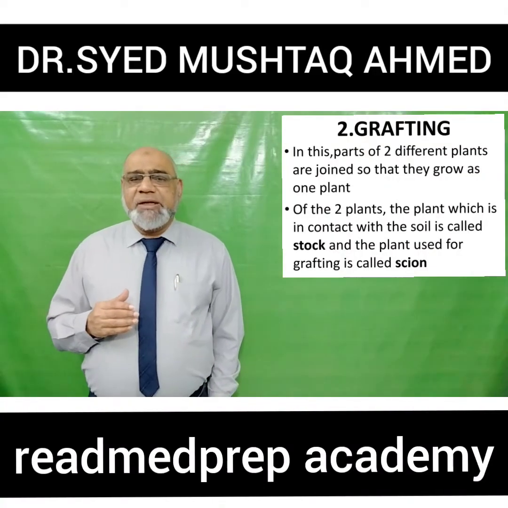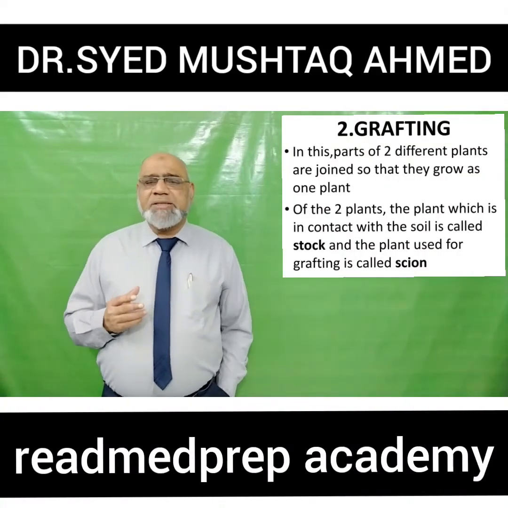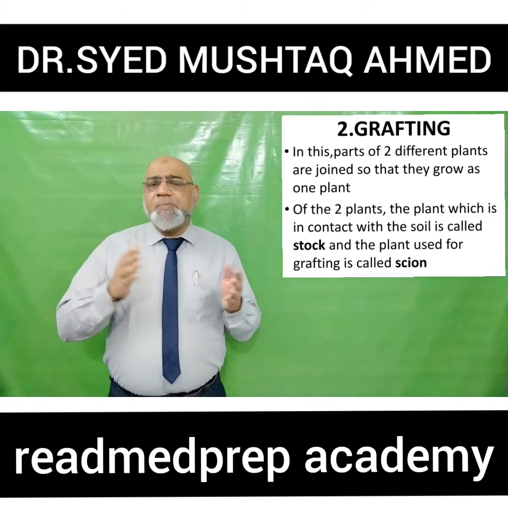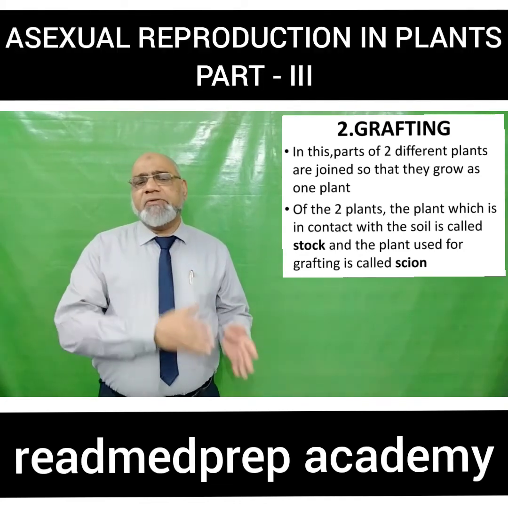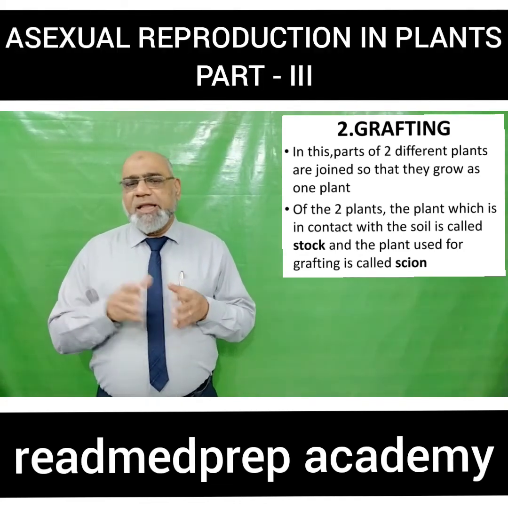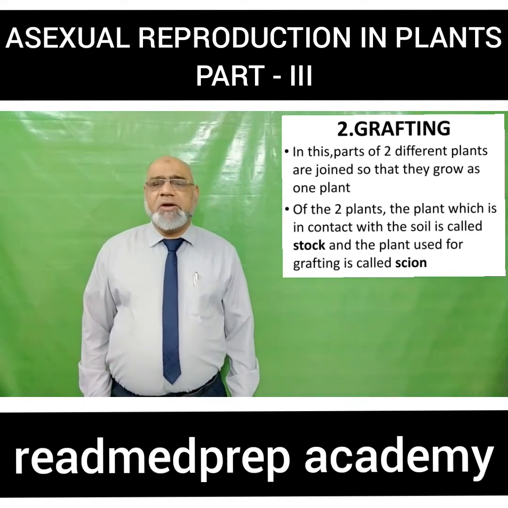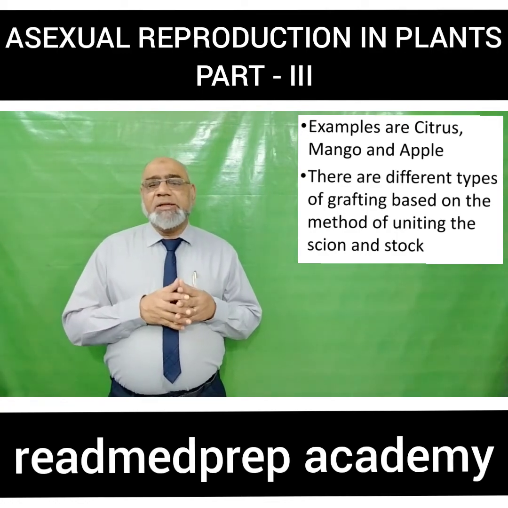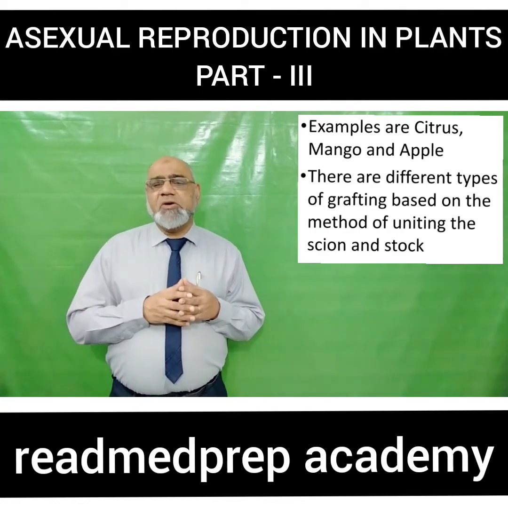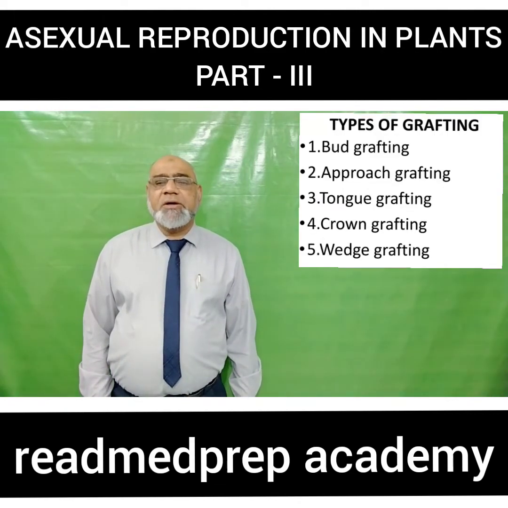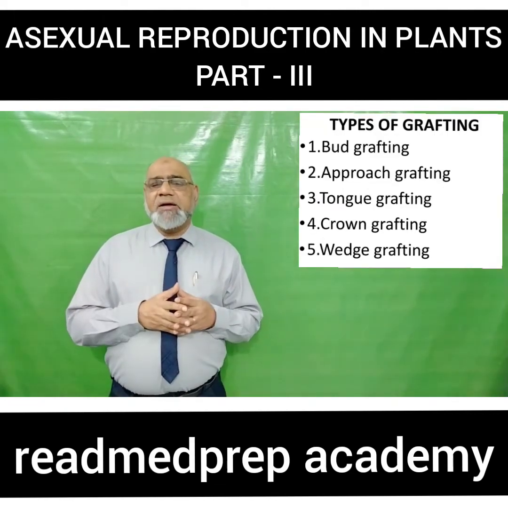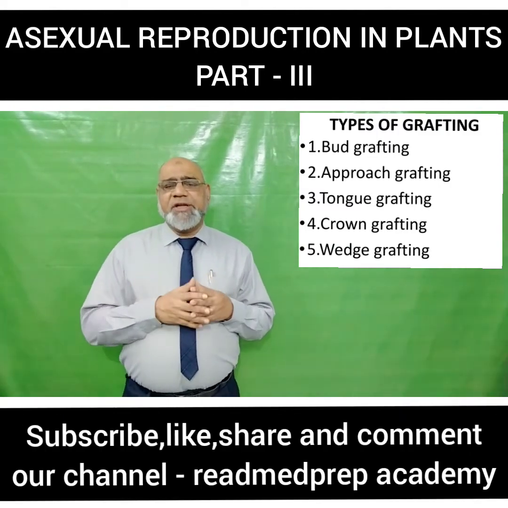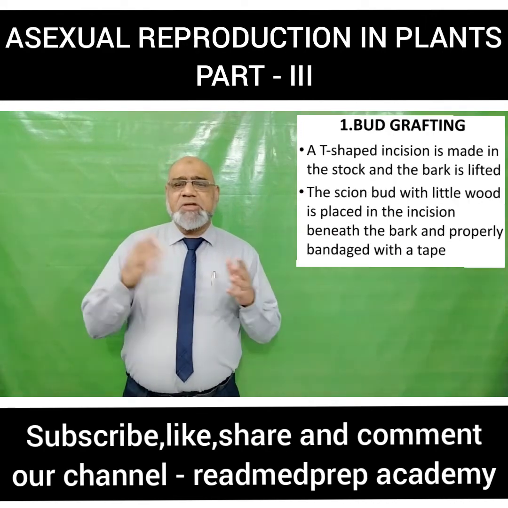Now what is grafting? In this, parts of two different plants are joined together so that they grow as one plant. Of the two plants, the plant which is in contact with the soil is called the stock and the plant used for grafting is called the scion. Examples are citrus, mango and apple. There are different types of grafting based on the method of uniting the scion and the stock. The different types of grafting are bud grafting, approach grafting, tongue grafting, crown grafting and wedge grafting. Let us discuss one by one.